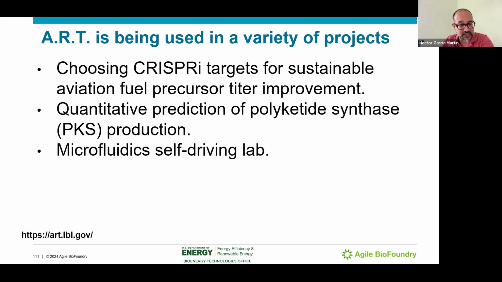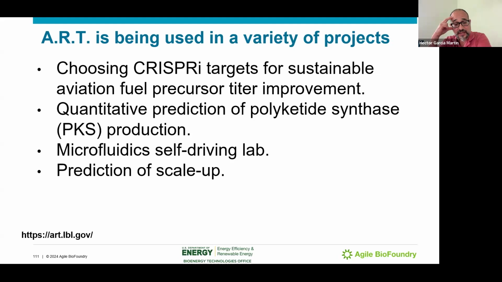Another one is being used in a microfluidic self-driving lab, where we use it to find the optimal field, voltage, and reagent concentration to maximize transformation efficiency. We've been able to increase the number of colony-forming units by around twofold. Next one. We're also using it to predict scale-up. We use BioLector production data to predict Ambr 250 production data, showing that we can use some of these tools to predict how bioengineered cells can perform at higher scales.